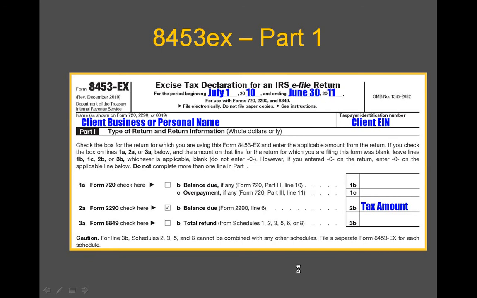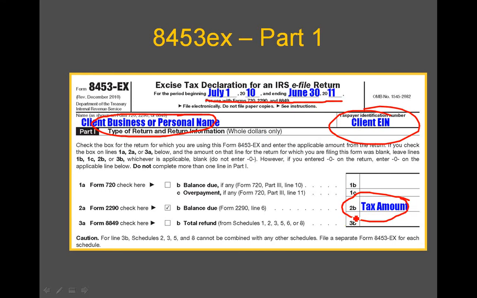Okay, Part 1, you need to fill out all the information here that's listed in blue. On the very top of the form, we're going to start with the tax period. As the years change, or if you're making up for lost time, you'll just put the correct tax period. Right here, you're going to put the client's business or personal name, depending on their corporation type, and their EIN number. And you need to also make sure you fill in their tax amount.